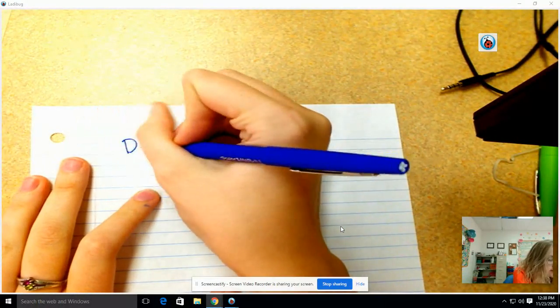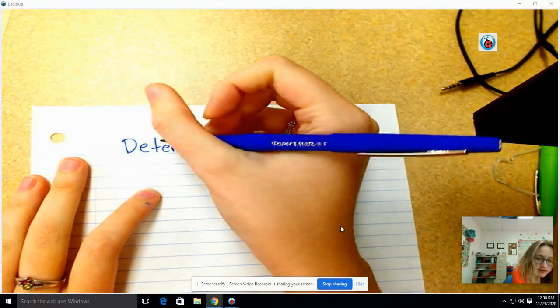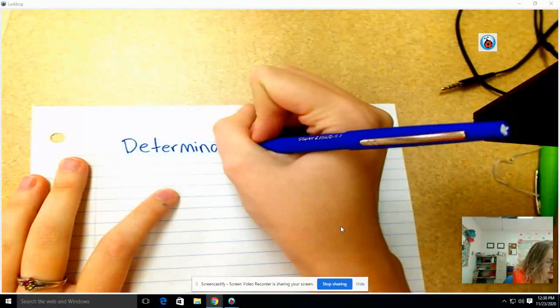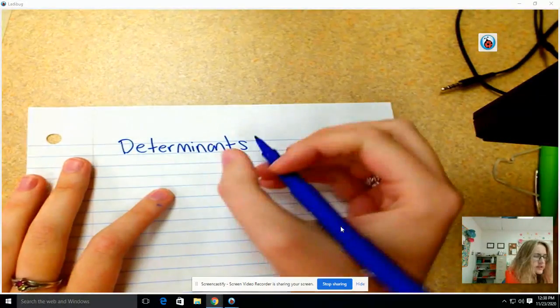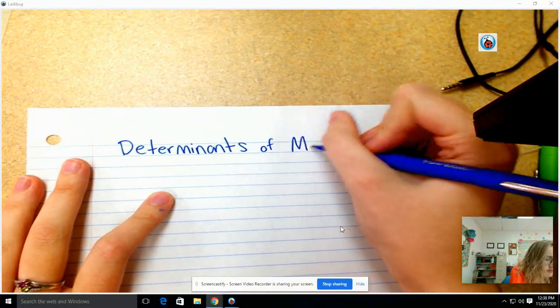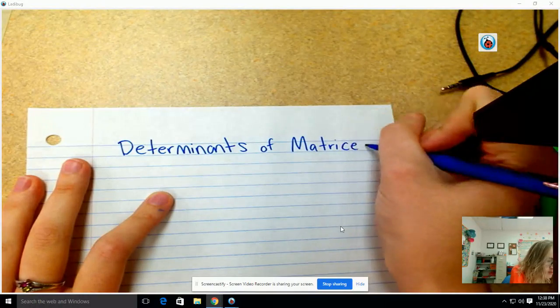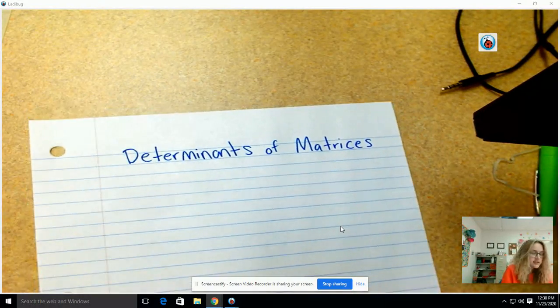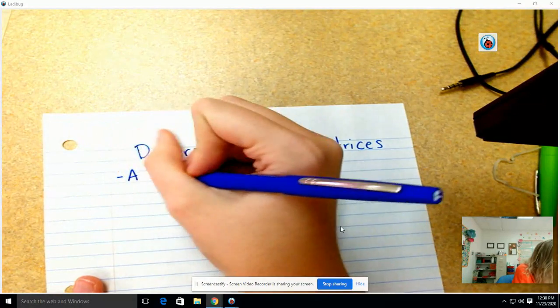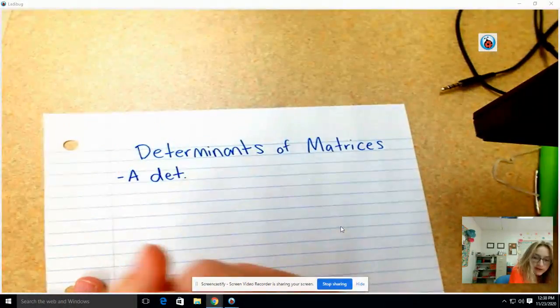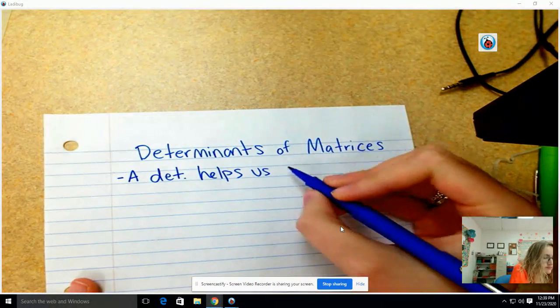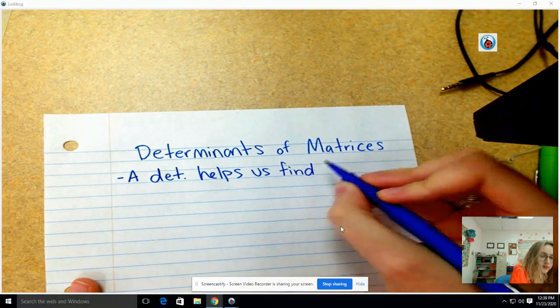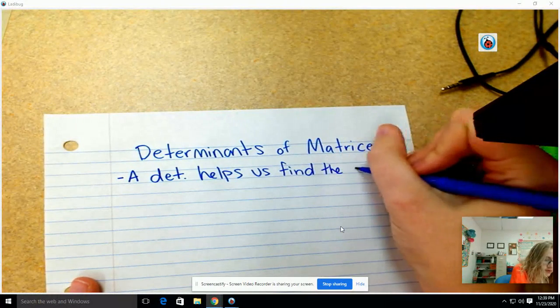Today we're going to be doing notes on determinants. Determinants of matrices. I'll have to double check that spelling because that doesn't look right to me. So a determinant, I'm going to abbreviate it DET. That's how it's abbreviated a lot. A determinant helps us find the inverse of a matrix.